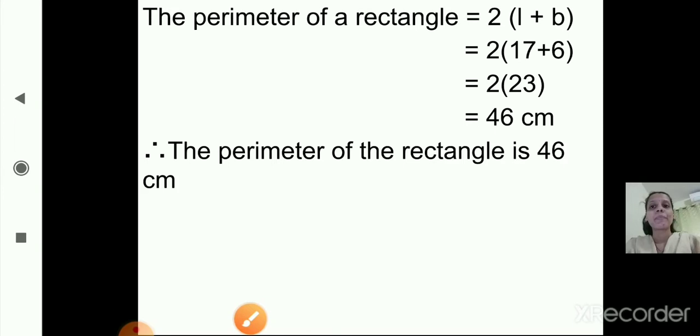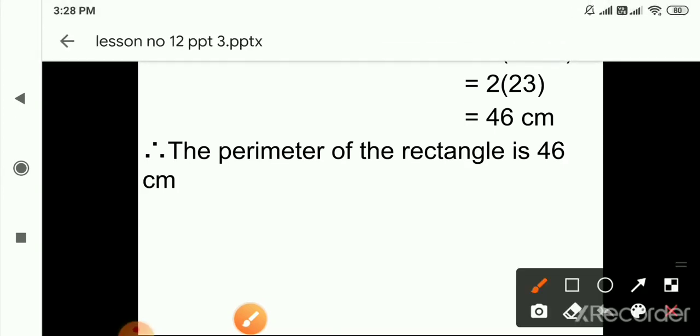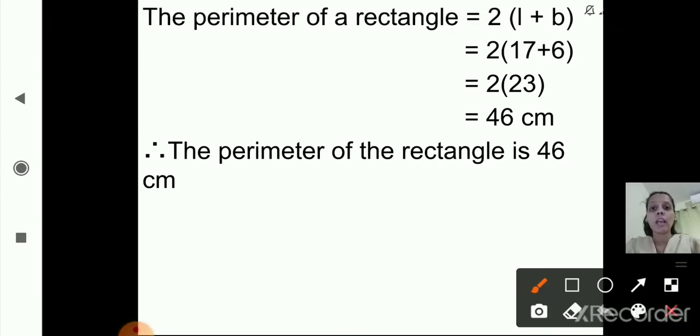Now we will find out the perimeter of rectangle. I hope all of you know the formula to find out perimeter of rectangle. What is the formula? 2 multiplied by, in bracket, length plus breadth. L plus B means length plus breadth, or you can use the formula 2 into length plus 2 into breadth. Either you write that formula, 2 multiplied by length plus 2 multiplied by breadth, or you can write the formula 2 outside the bracket, inside the bracket length plus breadth.